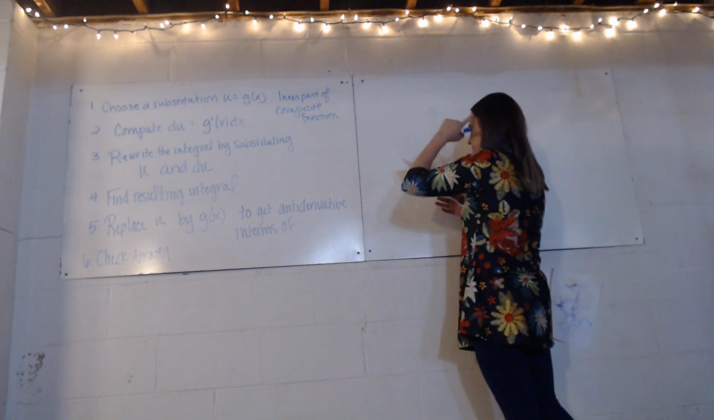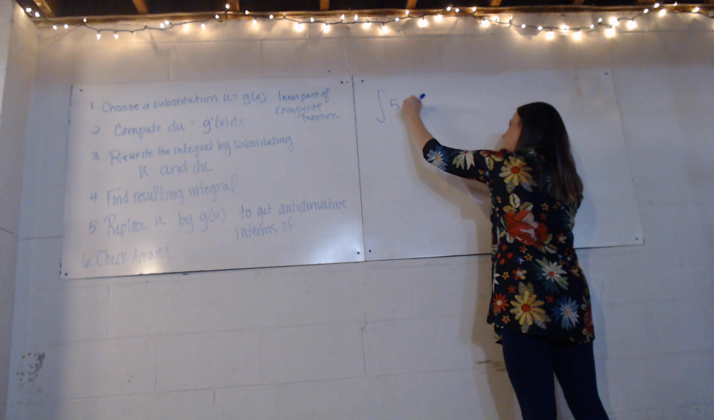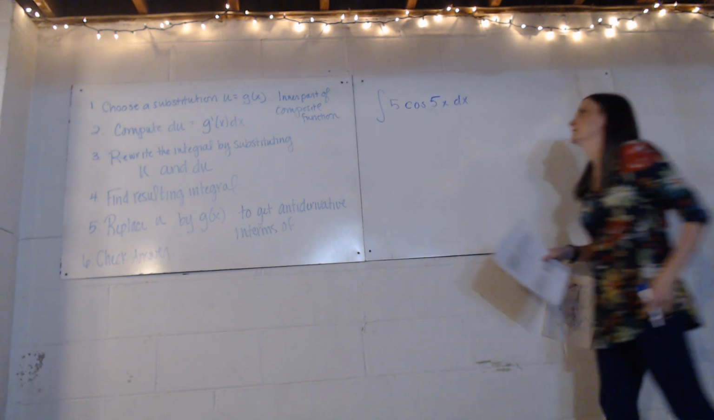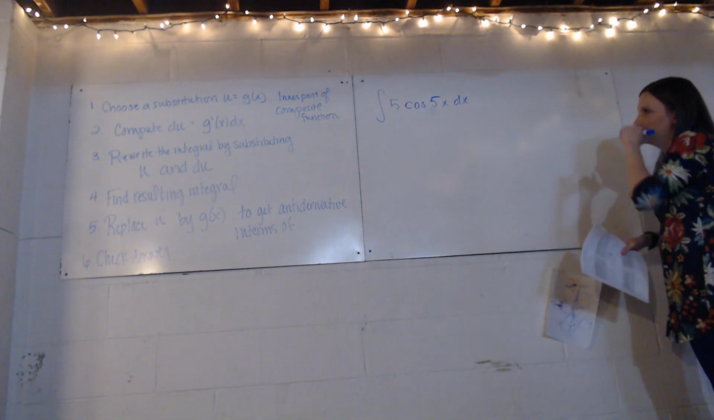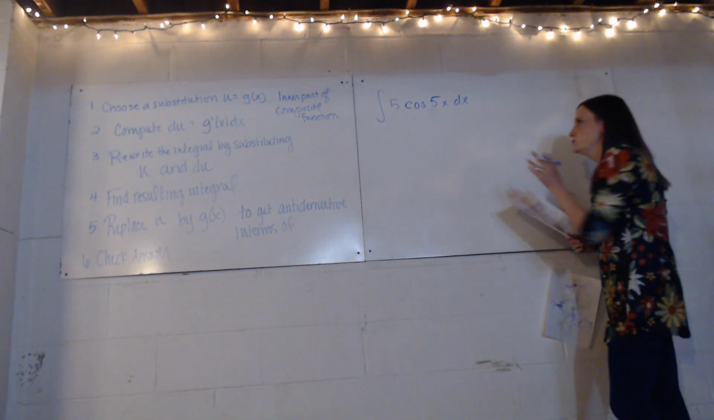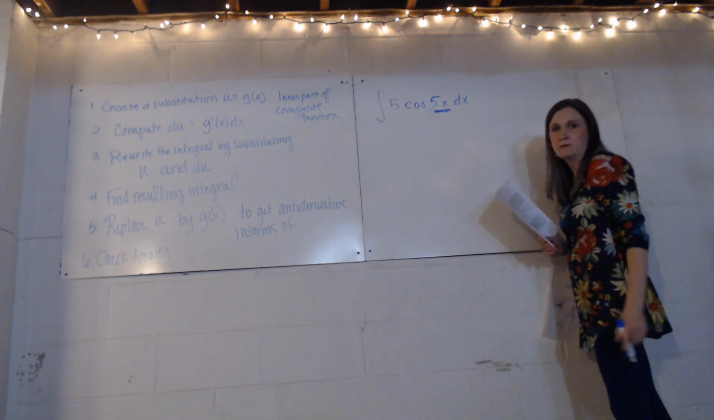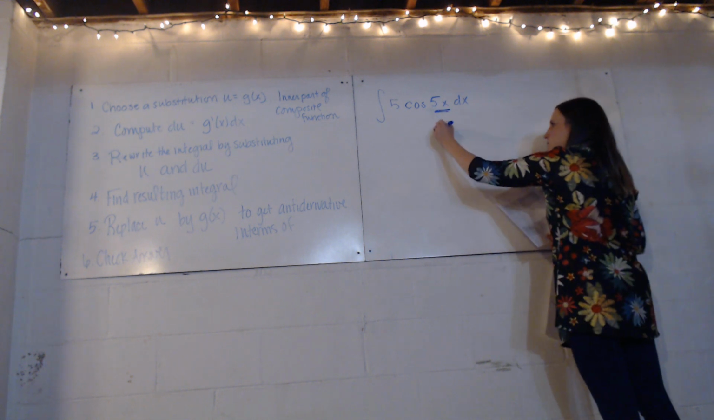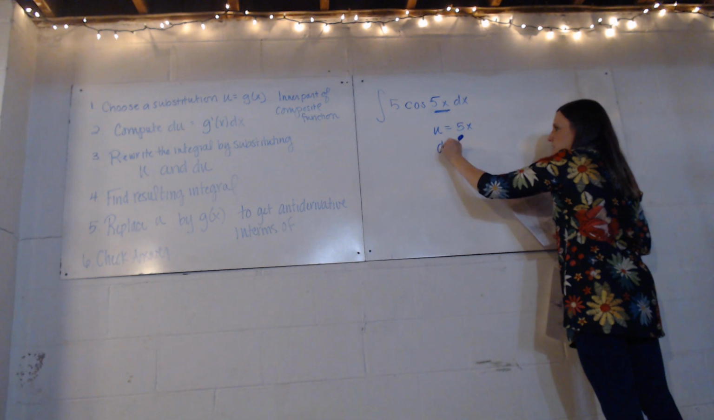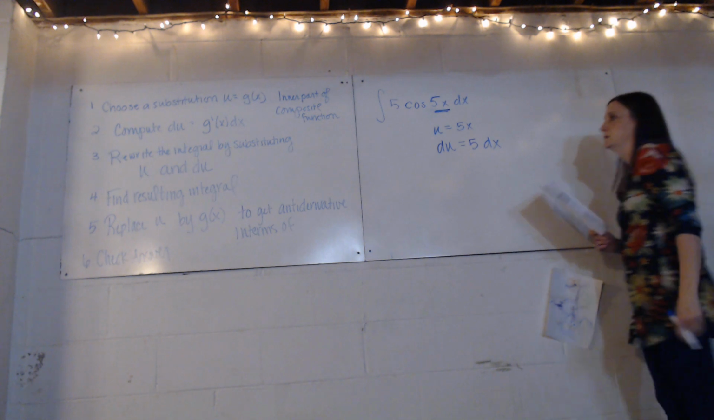The second one on that slide was 5 cosine 5x dx. We want to integrate this. Okay. So again, I am going to pick my u first. u's usually your inner thing. This 5 is some constant I could pull out, right? So I'm going to pick 5x as my u. Let u be equal to 5x. What is du? du is equal to 5 dx.